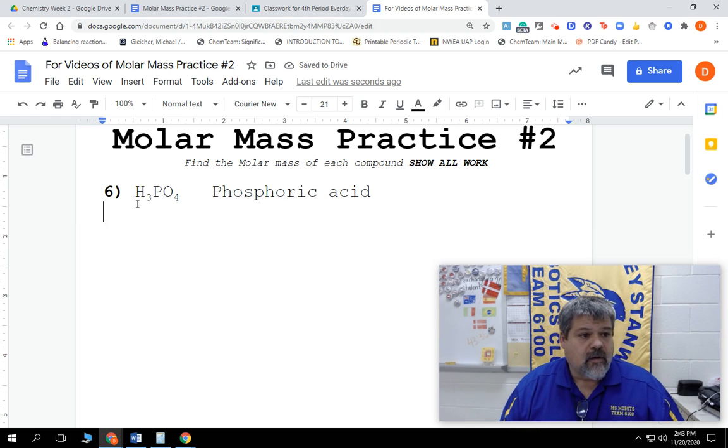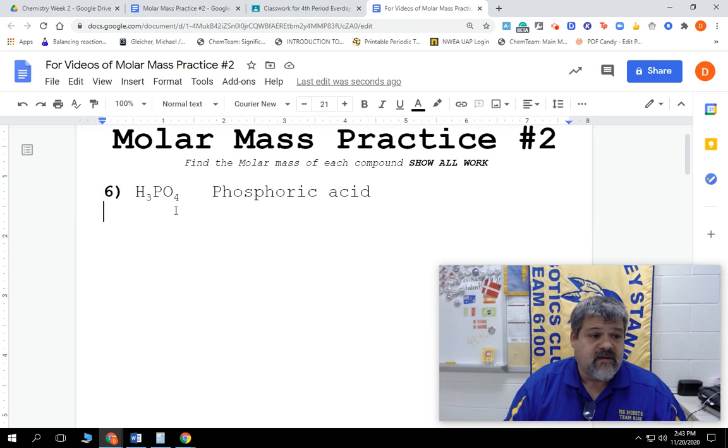Acid. So we're doing the molar mass. So how are we going to do the molar mass? We got to write down all the elements that are in this compound. So we have hydrogen. We have phosphorus. Let's get it in there right. And we have oxygen. There we go.